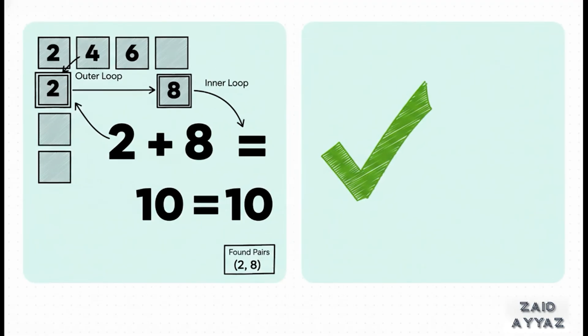The inner loop keeps chugging along. It tries 2 plus 6. That's 8, no match. Then it gets to the number 8. It checks, does 2 plus 8 equal 10? Yes, it does. We found our first pair. The computer makes a note of it and keeps right on going.